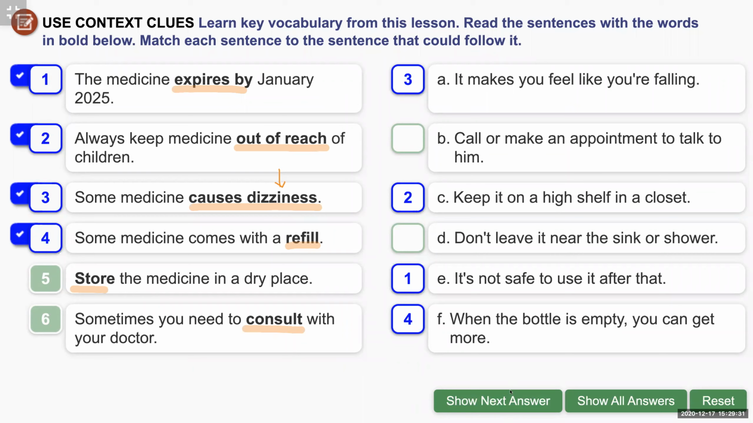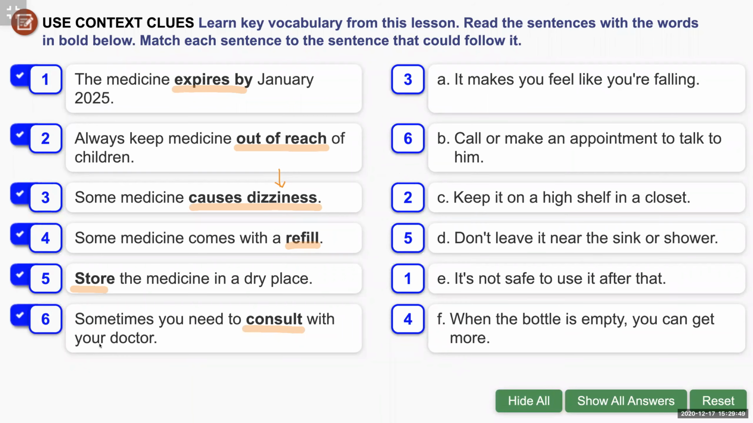Let's look at number 5. 5 is store the medicine in a dry place. Number 5 is the letter D. Don't leave it near the sink or shower. And our last one is number 6. Sometimes you need to consult with your doctor. 6 is B. Call or make an appointment to talk to him.